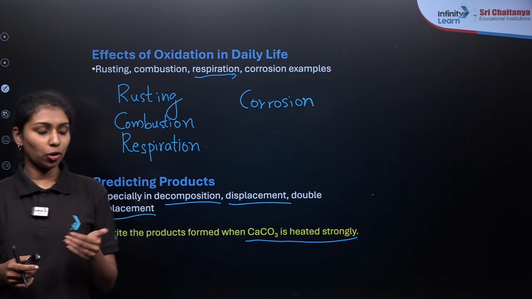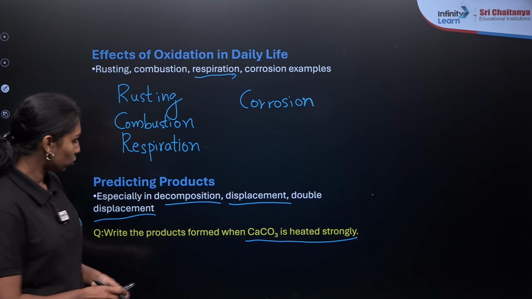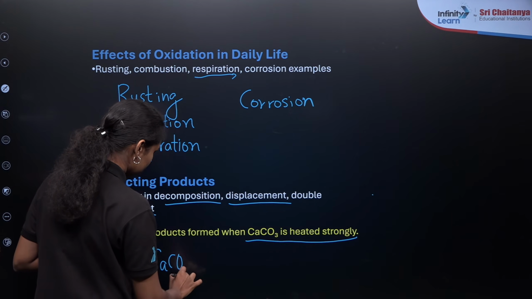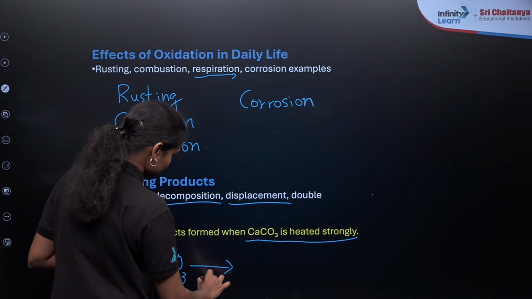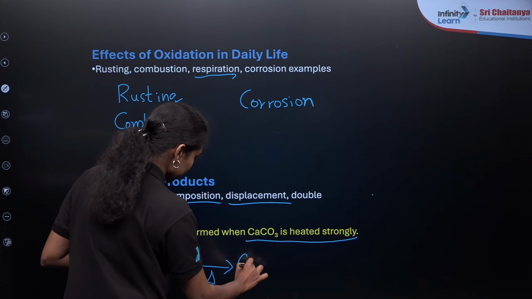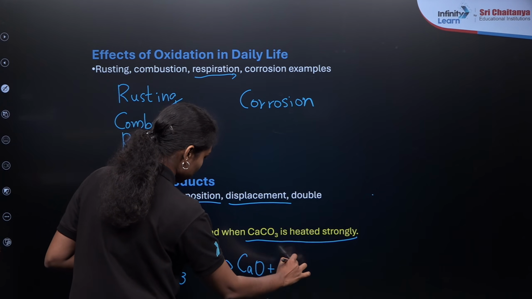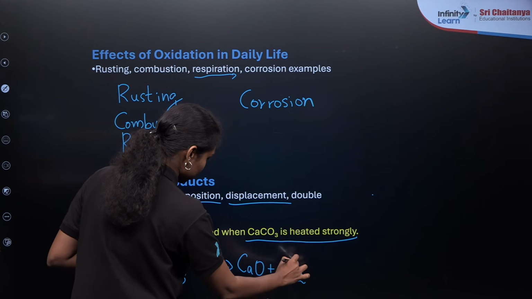So what is the product forming here when we are heating CaCO3? Calcium carbonate, right? We will be heating. It will be producing calcium oxide plus carbon dioxide. So you can expect this type of question to predict the products of the reaction.